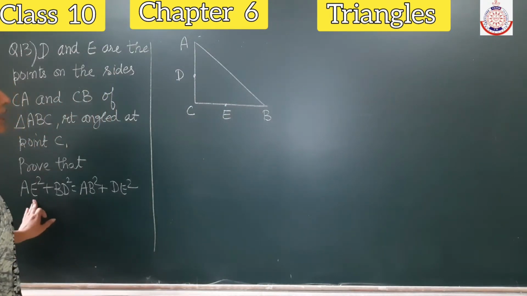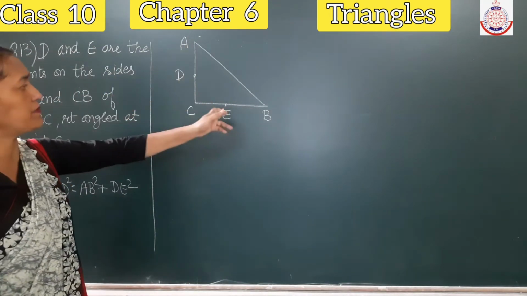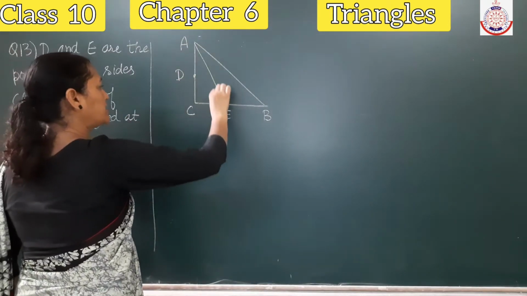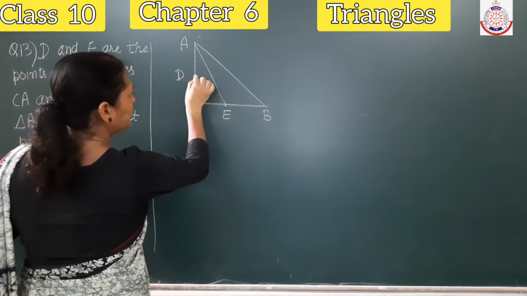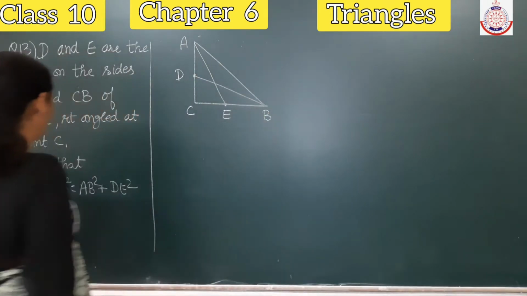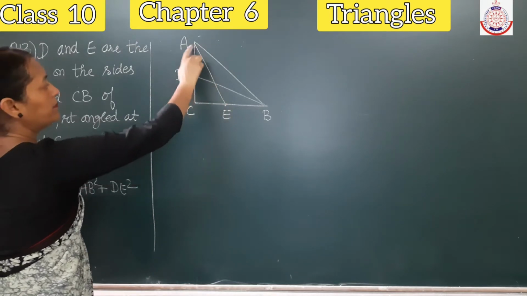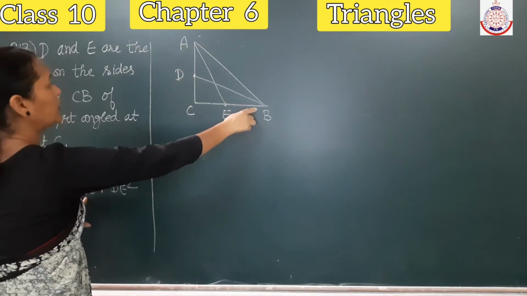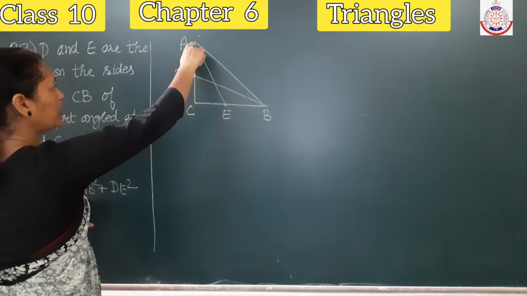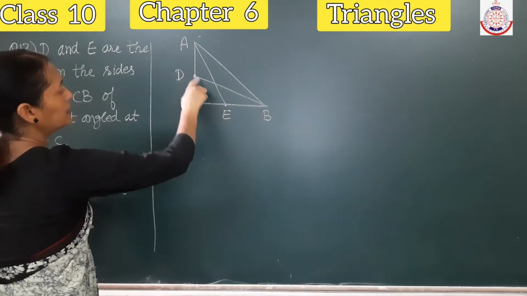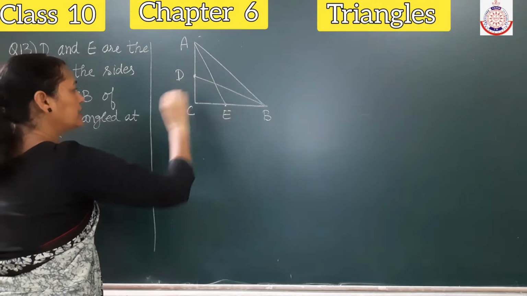And we have to prove that AE square, that means we will have to join AE, and BD is joined. So we have to prove that AE square plus BD square is equal to AB square plus DE square. Means we will be joining this one also.